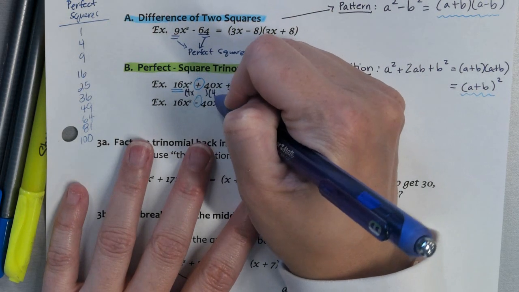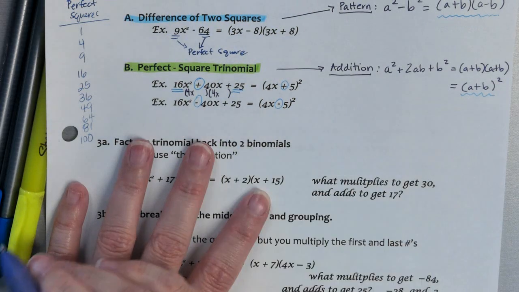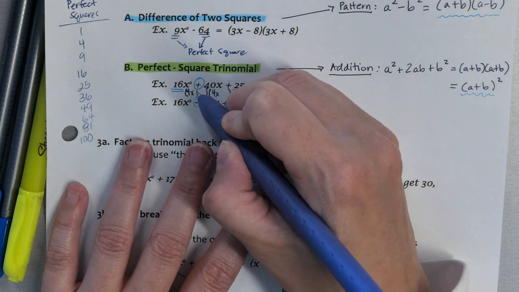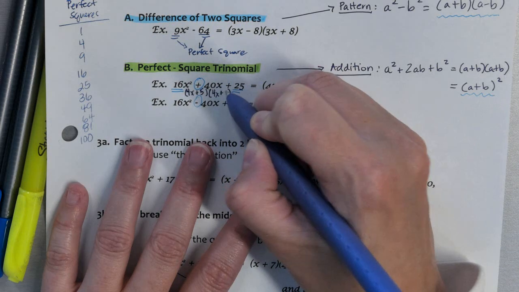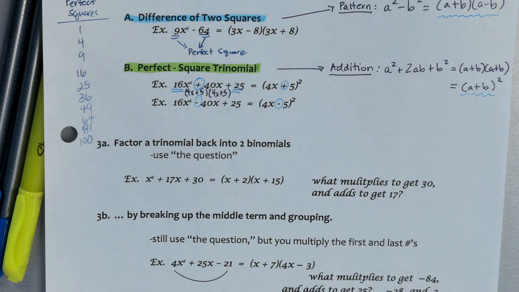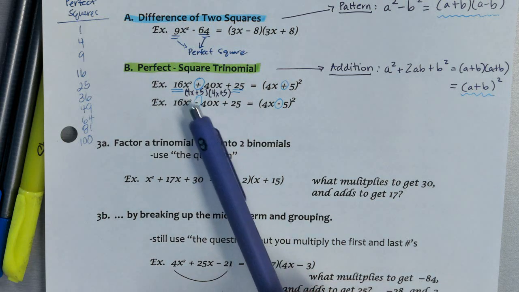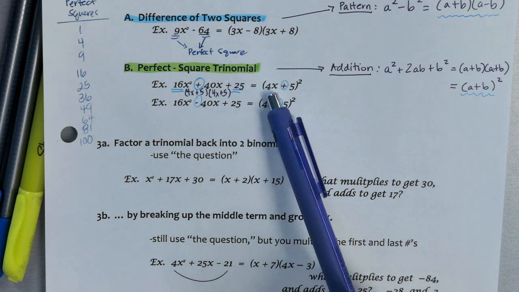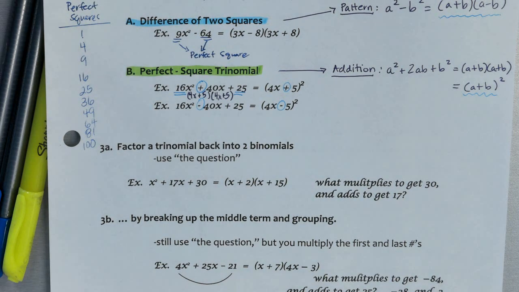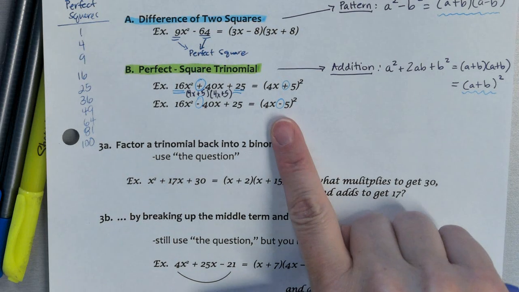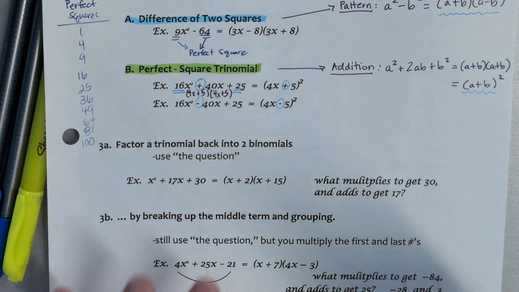If we start with 4x and 4x, and we're trying to multiply to 25, through our guessing and checking, we're going to end up with 4x plus 5 times 4x plus 5. So you just have to make sure you condense it to the 4x plus 5 squared. Okay, so you can get there with guess and check. For the subtraction, I'm going to show you how this fits the pattern.